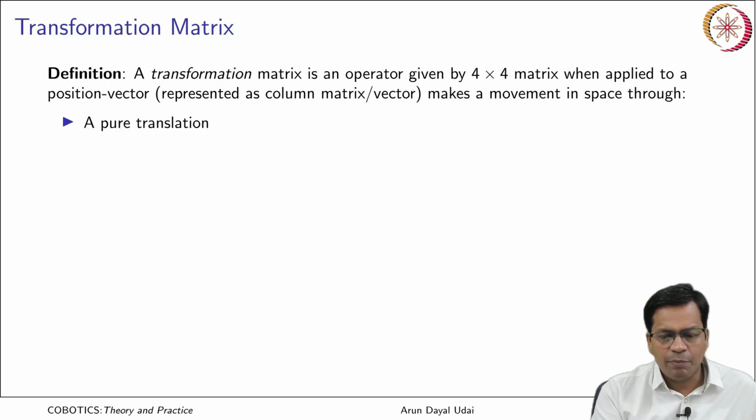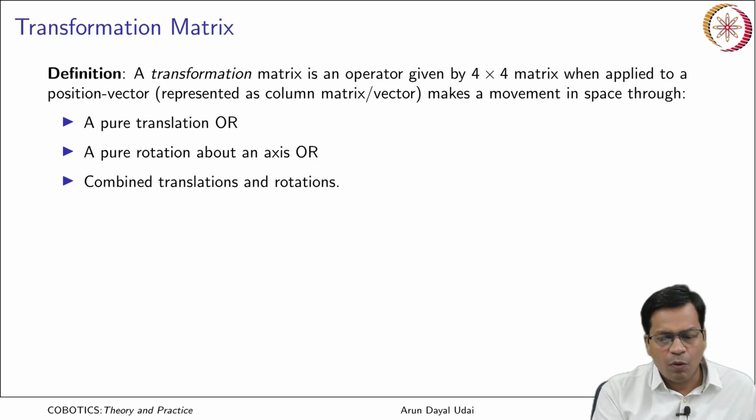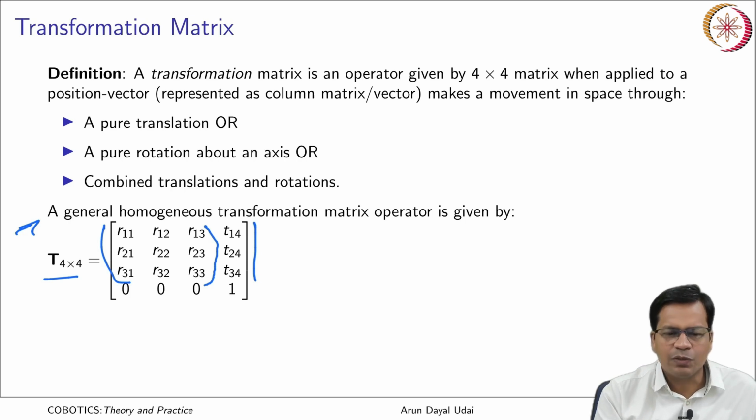So, it can be a pure translation, it can be a pure rotation about an axis, or it can be combined translation and rotations. It can be multiple rotations also. So, a general homogeneous transformation matrix operator will be given as a 4 cross 4 matrix, which includes the rotation transformation matrix over here and the translation transformation matrix over here. We will understand these elements in much detail one by one.